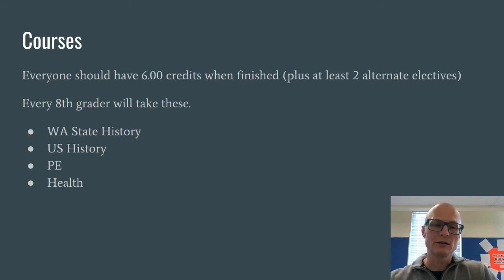Courses, make sure that you have 6 credits worth of courses. That's a full load. And that you've picked at least 2 alternate electives. Every 8th grader will need the courses here on the list. You will all have Washington State history, U.S. history, PE, and health. Even though those are semester courses, they make up 2 full periods of the year. Your other 4 periods could vary based on the language arts, the science, the math, and the electives you choose.